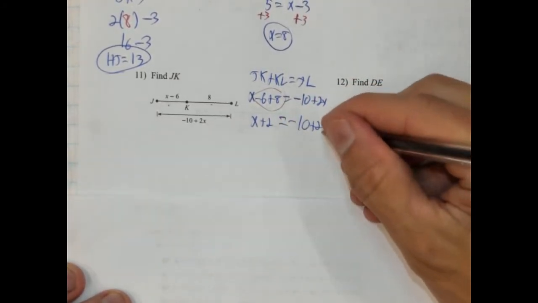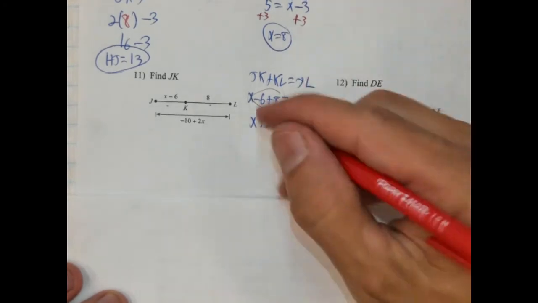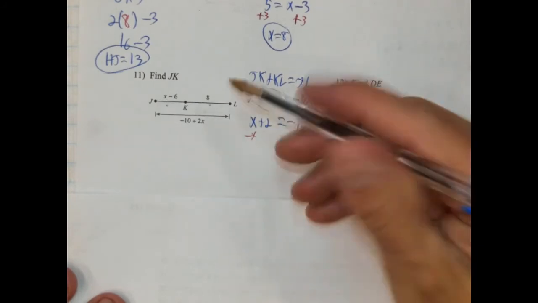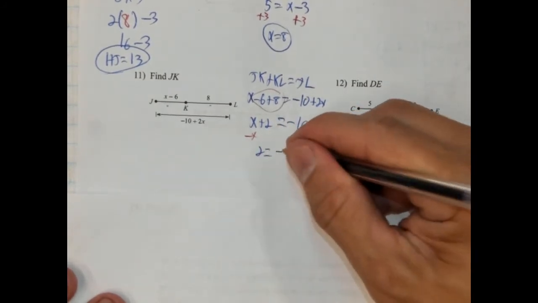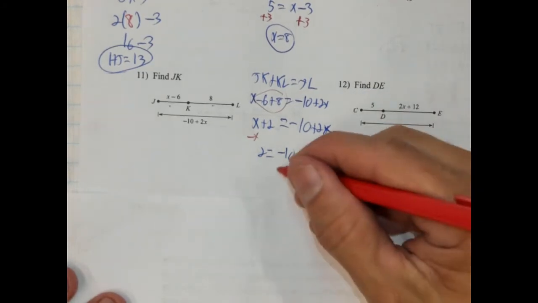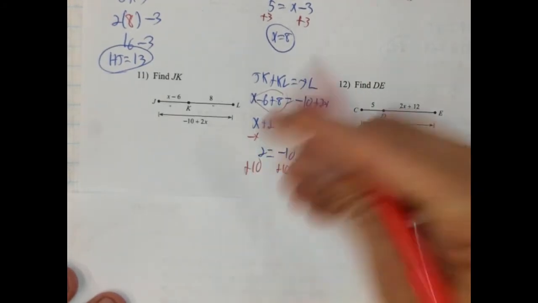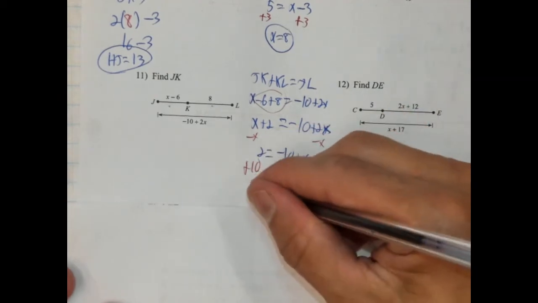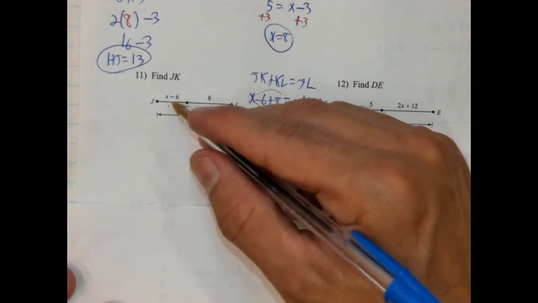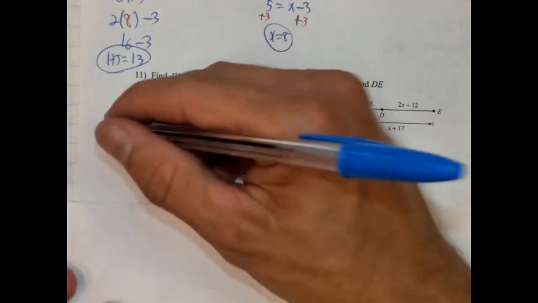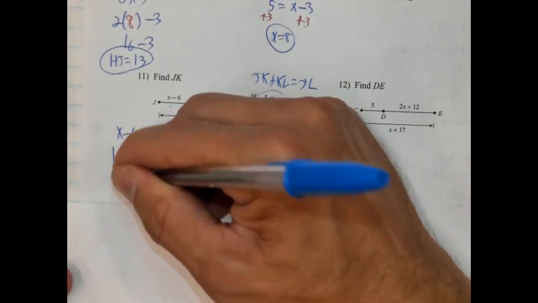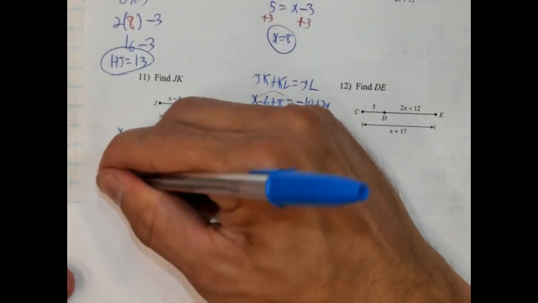Let's get the x's on the same side, so we subtract x from both sides. That's going to be 2 equals negative 10 plus x. Now we add 10 to both sides, and 2 plus 10 is 12. So x is equal to 12. JK is here, so we plug in x, 12. x minus 6 is 12 minus 6, which is 6. So JK is equal to 6.